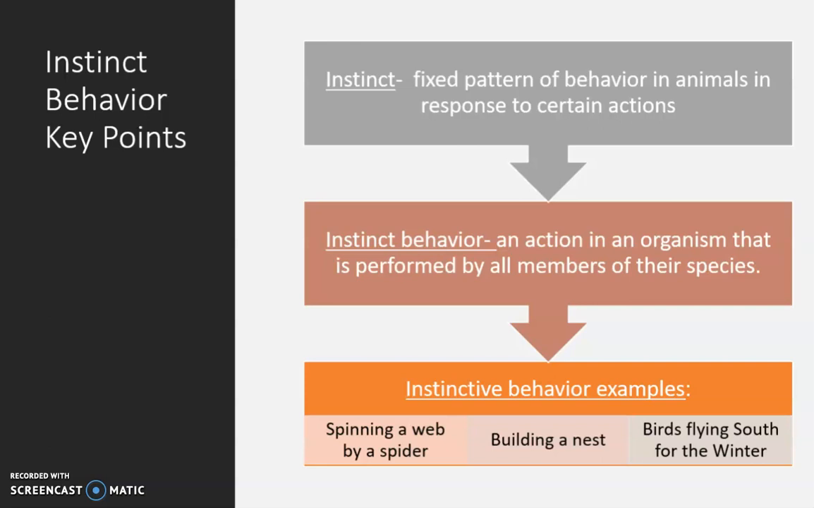Instinct behavior examples: spinning a web by a spider. That's something that all spiders do. So let me just make this sticky. Instinct behavior is something that all of the animals in their species do. All spiders spin a web. Building a nest is typically done by birds. All birds build a nest. Birds flying south for the winter. All birds migrate and fly south for the winter. So instinct behavior is behavior that's performed by all animals that belong to that species.